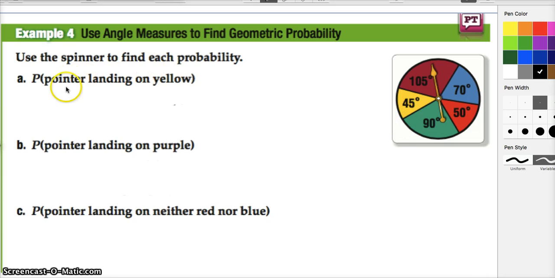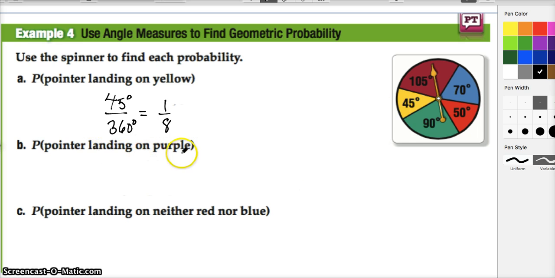And so what's the probability? We're going to find the probability of each of the things. What's the probability of the pointer landing on the yellow portion? That would be 45 degrees. The yellow portion is 45 degrees out of the entire 360. And we can reduce that, right, to 1 out of 8. So 1/8 is the probability of it landing in the yellow section.